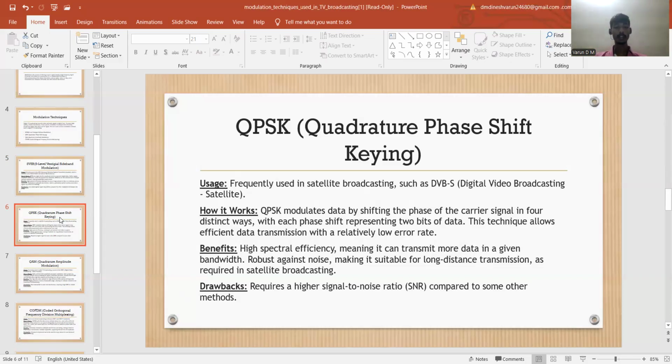Benefits of QPSK: high spectral efficiency, meaning it can transmit more data in a given bandwidth, and it is robust against noise, making it suitable for long distance transmission as required in satellite broadcasting. Drawbacks of QPSK: it requires a higher signal to noise ratio, that is SNR, compared to some other methods.